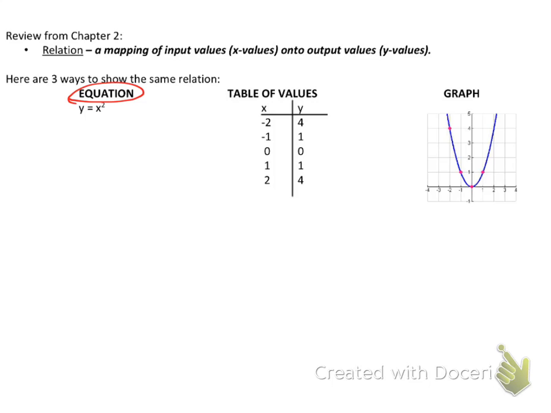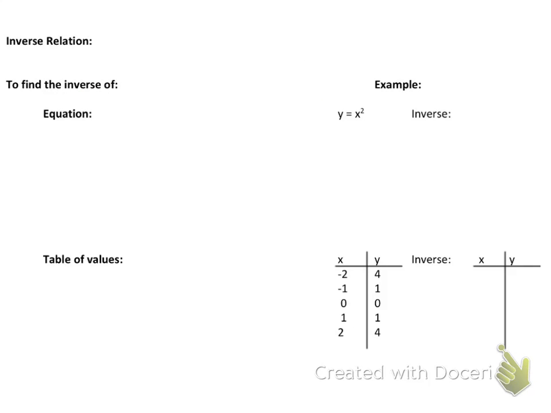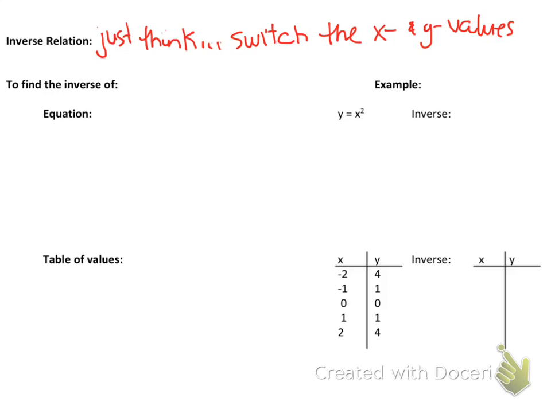One way is an equation, and we can convert that equation by making a table of values, and then when we plot that table of values, we have our graph. And so we're going to be looking at inverse functions in all three of these ways. So in an inverse relation, you're simply going to think about switching the x and the y values.